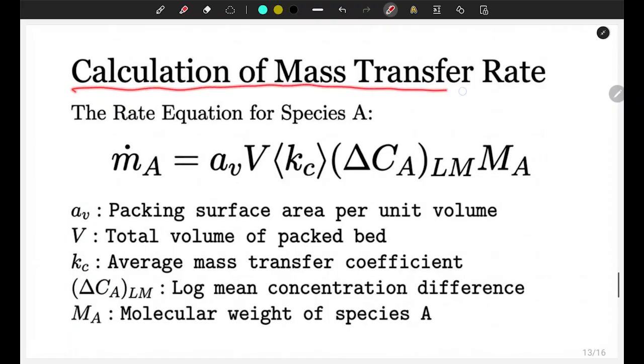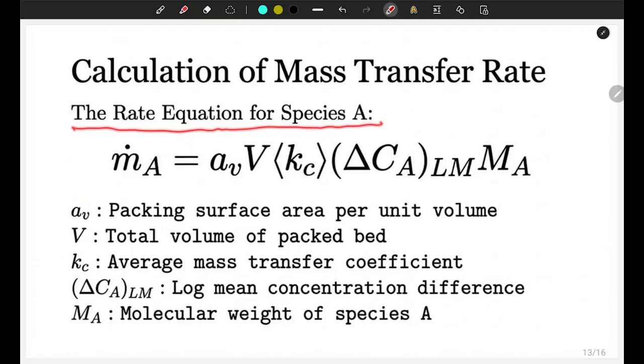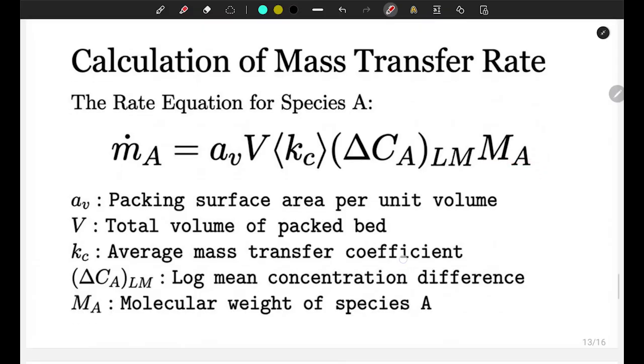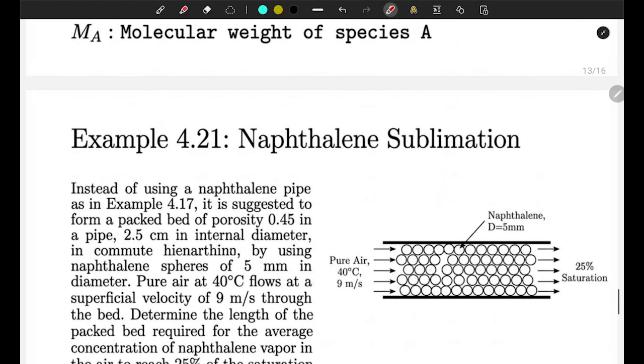Then the calculation of mass transfer rate. The equation for species A is given by m dot A is equal to a_v, V, average mass transfer coefficient, log mean concentration difference, and M_A, the molecular weight of species A. Here is the example which shows the system of naphthalene sublimation.